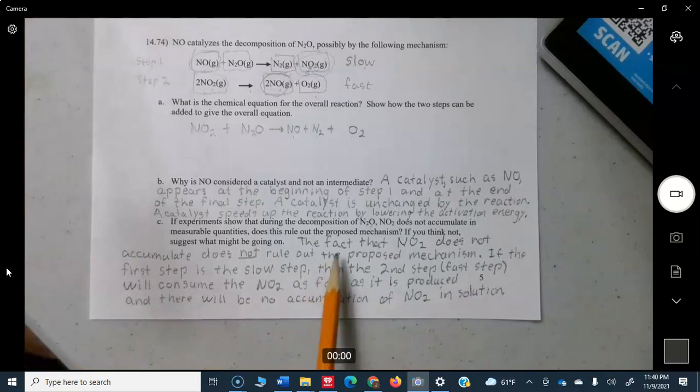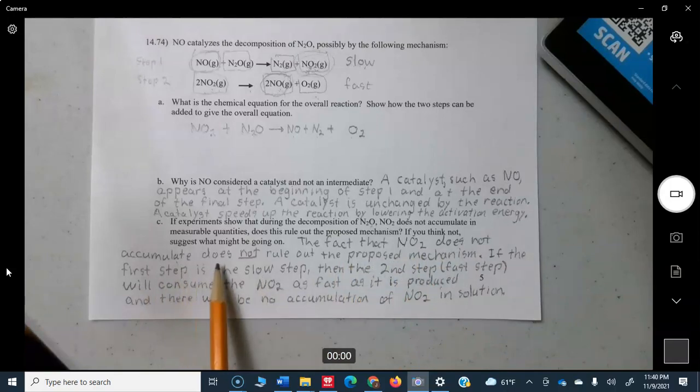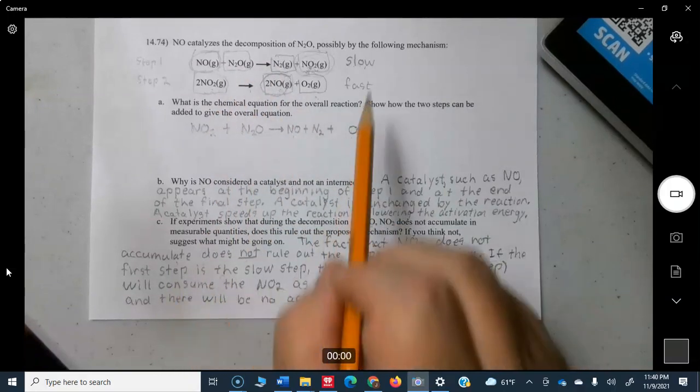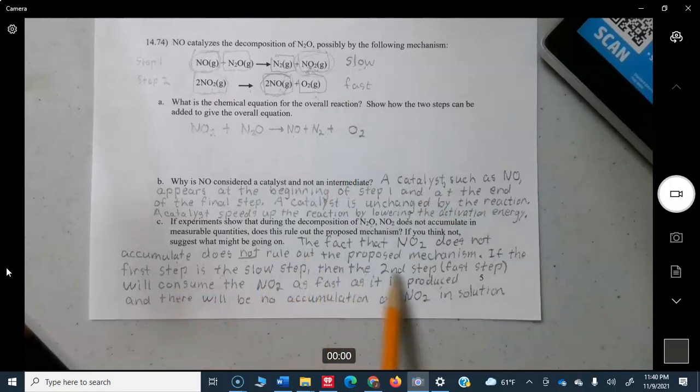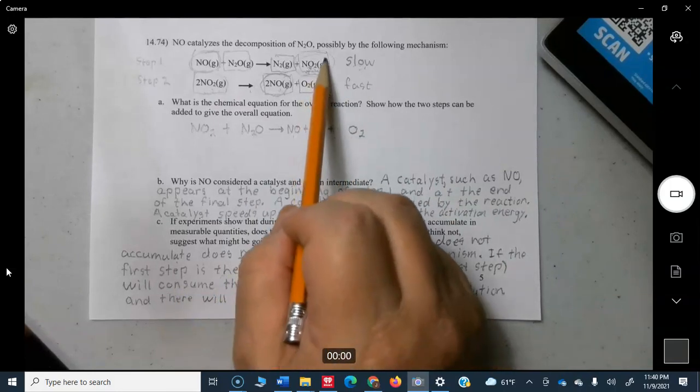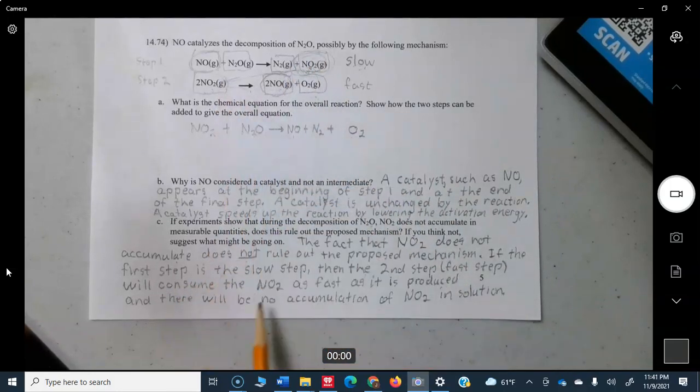Okay, so the fact that NO2 does not accumulate, meaning collect or build up, does not rule out the proposed mechanism. In other words, if the first step is the slow step, as we said up here, then the second step, the fast step, will consume the NO2. It'll go from here down to here as soon as it's produced. And there will be no accumulation of NO2 in solution. Okay, so the answer is no, it does not rule out the proposed mechanism.